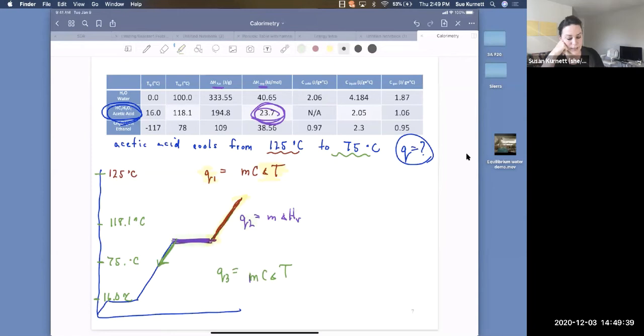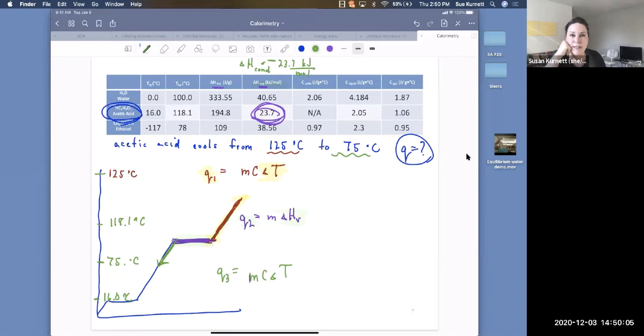But for the second one, this Q2, when I use delta H for vaporization, I need to change it to a delta H for condensation, which is the same number, 23.7 kilojoules per mole, but it's an opposite sign because condensing is exothermic. So for all three of these Qs, the sign will be negative.